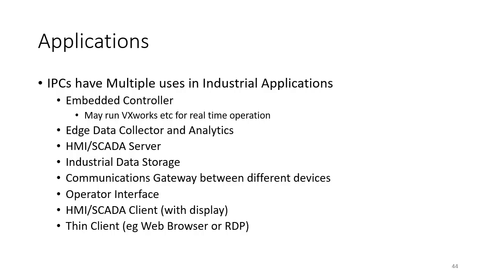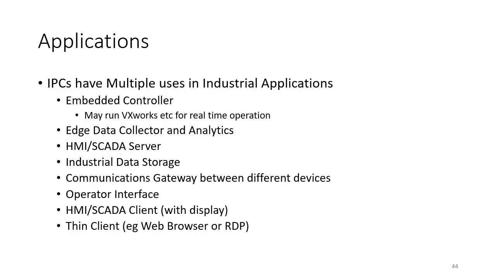We might also use HMI SCADA. HMI SCADA, that's human machine interface or supervisory control and data acquisition. So often we have an embedded PC, an industrial PC to run as the server, and then that serves up the screens to remote clients, which might be displays. So HMI SCADA, server and client, and sometimes they can be combined on the same computer.